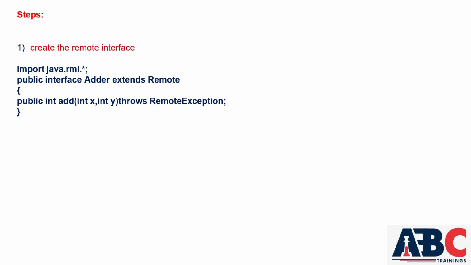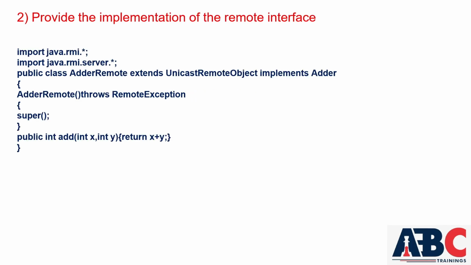Next, we create the remote interface. First, import the Java RMI package, then create the interface Adder, which extends Remote. Then we create the function add, so use public int add. The add function is created with parameters: the first parameter is int x, then int y, and it throws RemoteException.